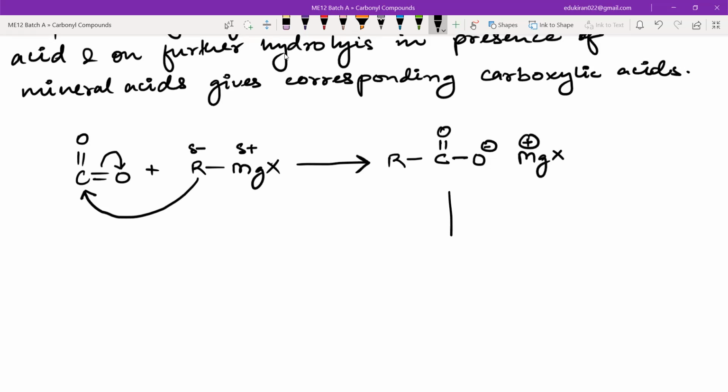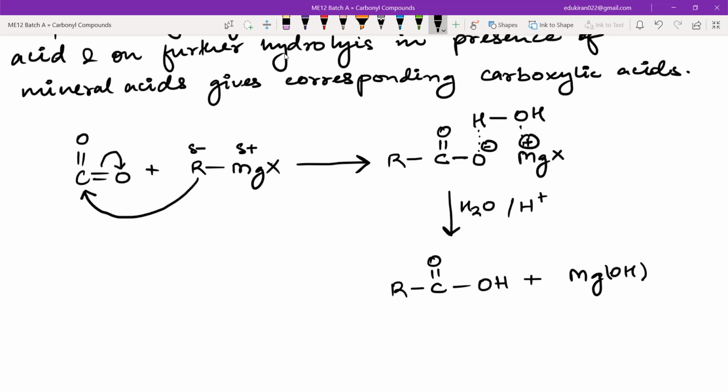Then I will hydrolyze this with H2O in the presence of H plus, and what is going to happen? I am just going to get an OH group here, and in this MgOH, I will have H and OH. We are adding water, so you will get R C double bond O, and here you will be getting OH, plus MgOHX. So whatever R group we are adding, that is getting added on the carboxylic acid.